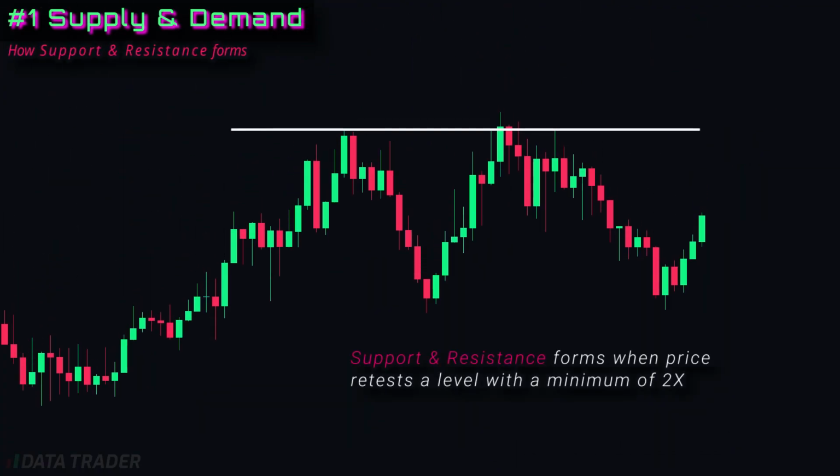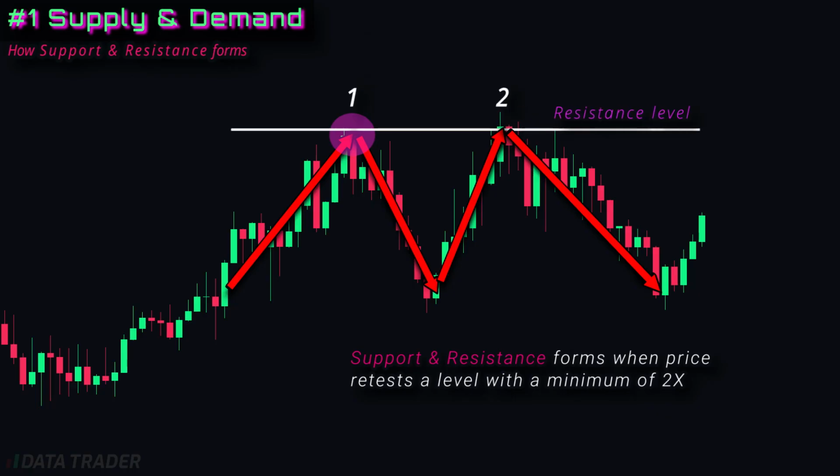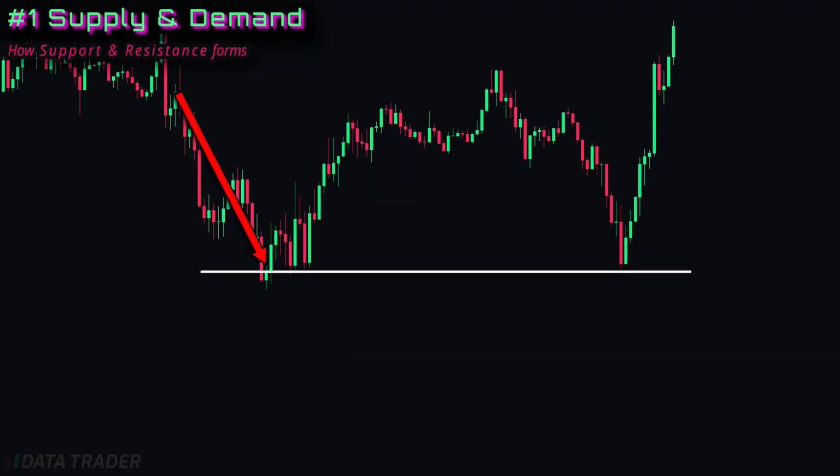Support and resistance forms when price retests a level a minimum of 2 times. For example, in this chart, we can see that price went up, goes down. Then, it went up again, hits the previous level, and comes back down. Because it already retested the level twice, we can call this a resistance level. Same thing with support. Here, we can see price went down, goes up, comes back down again, hits the level, and went up. Again, because it retested the level twice, we can call it a support level.